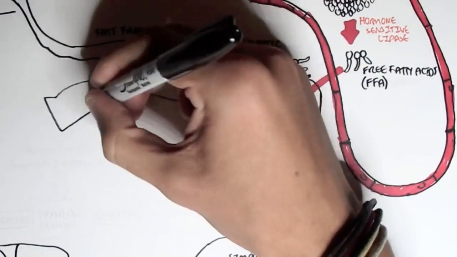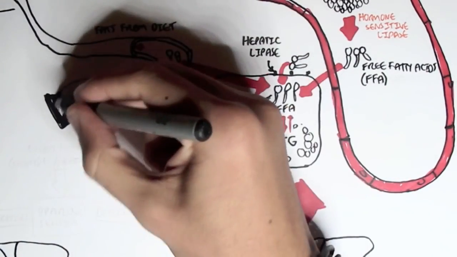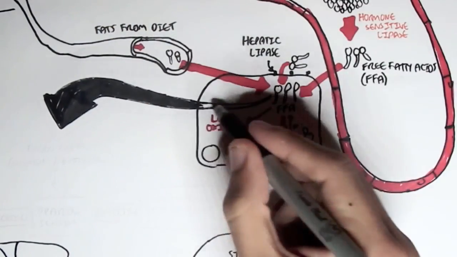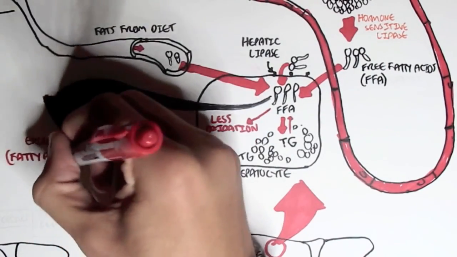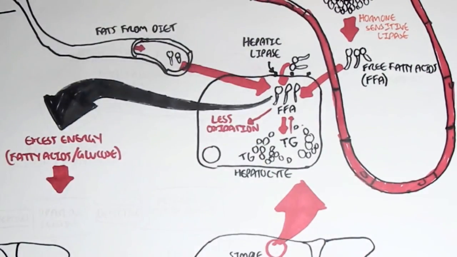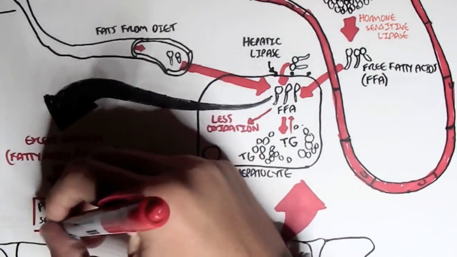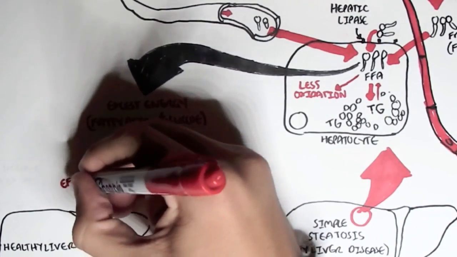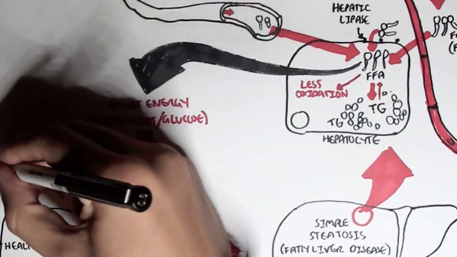So why is there less oxidation? What regulates this? Well, let's have a look at one process. When we have excess energy, as in fatty acids or glucose, it goes through a sensing process within the liver. The peroxisome proliferator activated receptor alpha, or PPAR alpha, is a nuclear receptor protein and is a major regulator of lipid metabolism within the liver. So if this PPAR alpha sensing is effective, it will increase the fat oxidation when we have excess energy.